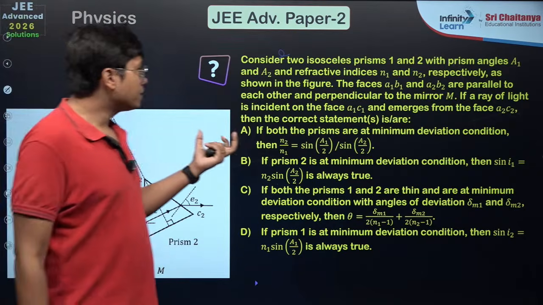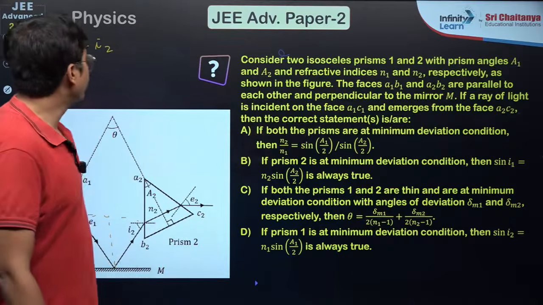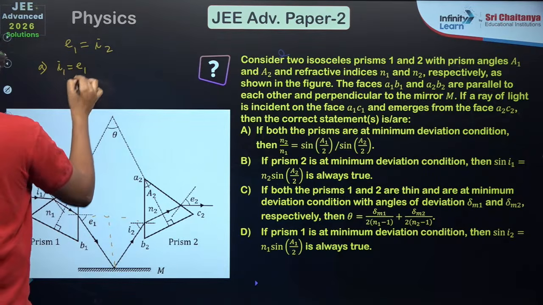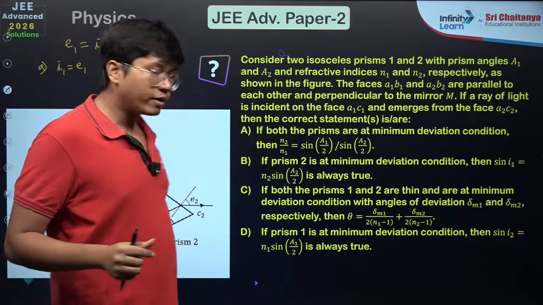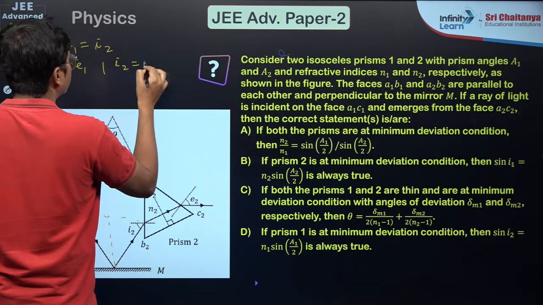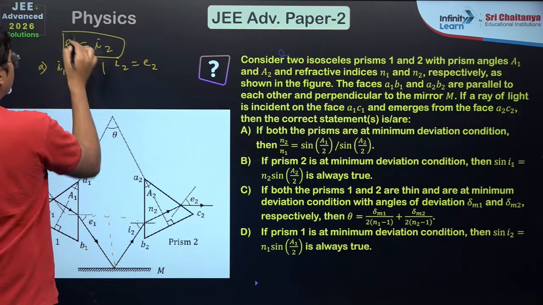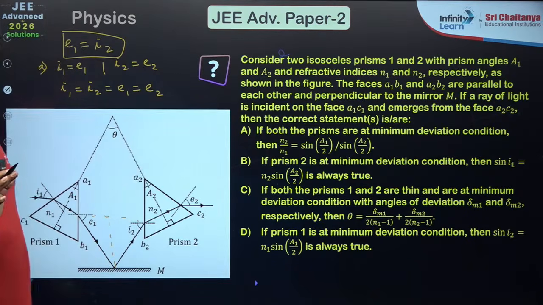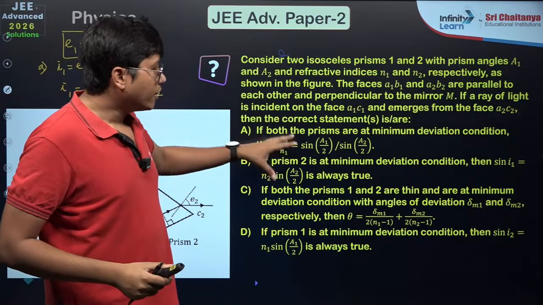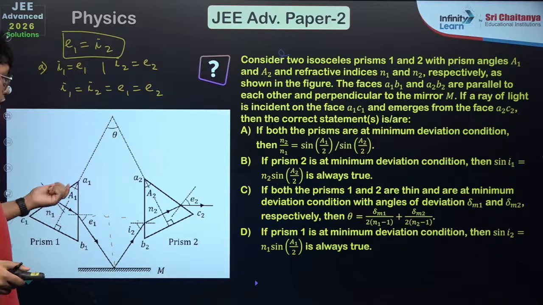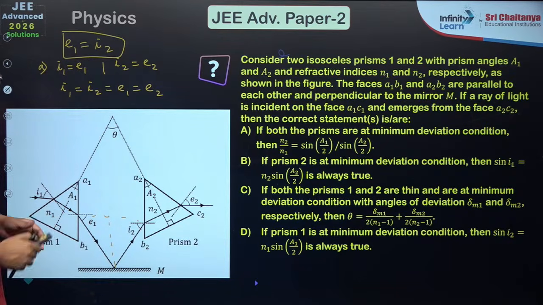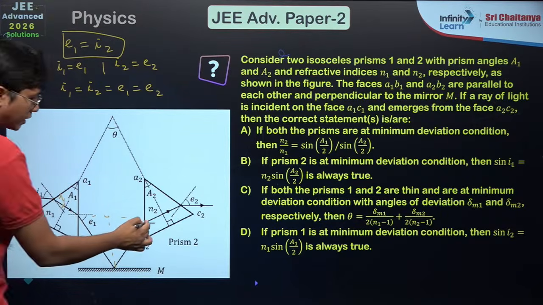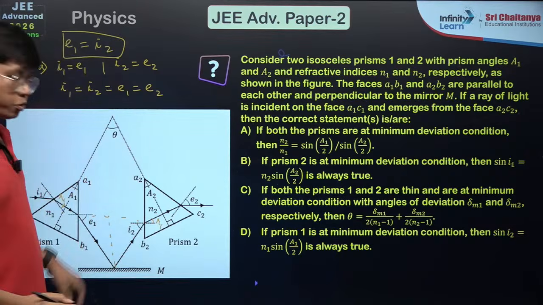Now, suppose prism 1 is at minimum deviation, then I know I1 is equal to E1, and it is given that the other prism is also at minimum deviation, which means I2 is equal to E2. Since this condition is always valid, that essentially makes I1 equal to I2 equal to E1 equal to E2. We got that sorted. Now, what is the angle of refraction inside each of them? In minimum deviation conditions, we'll call the angles inside R1 and R2. So R1 is equal to A1 by 2.